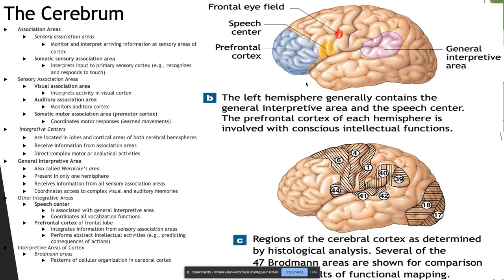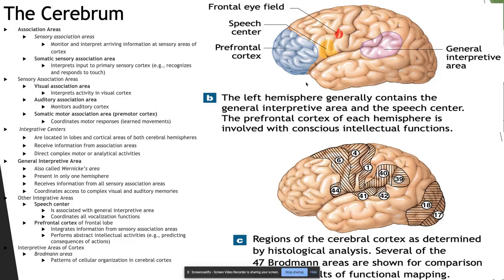Integrative centers concerned with complex processes such as speech, writing, mathematical computation, and understanding spatial relationships are largely restricted to either the left or the right hemisphere. These centers include the general interpretive area and the speech centers. The corresponding regions on the opposite hemisphere are also active, but their functions are less well defined. The general interpretive area, also called Wernicke's area, is present in only one hemisphere, typically the left.